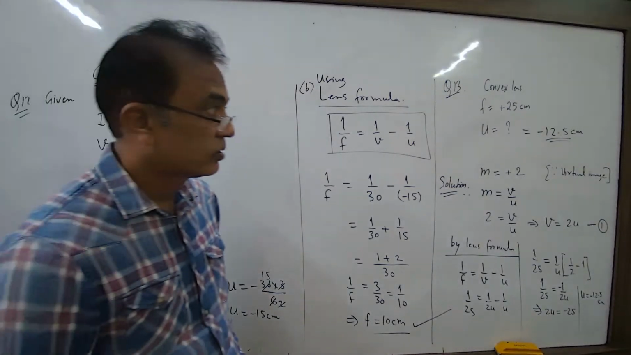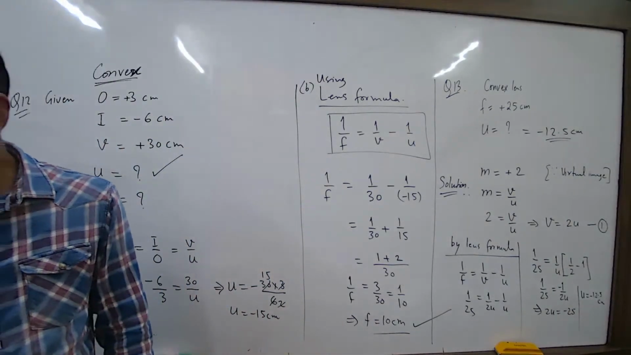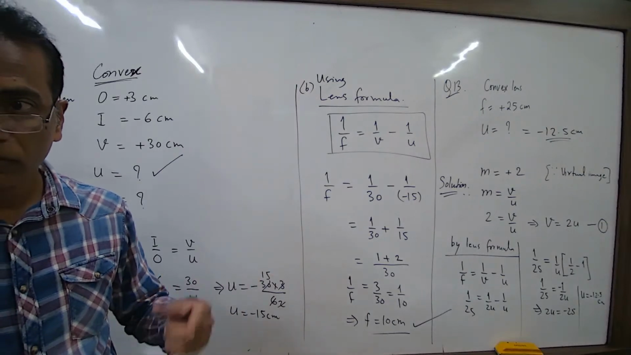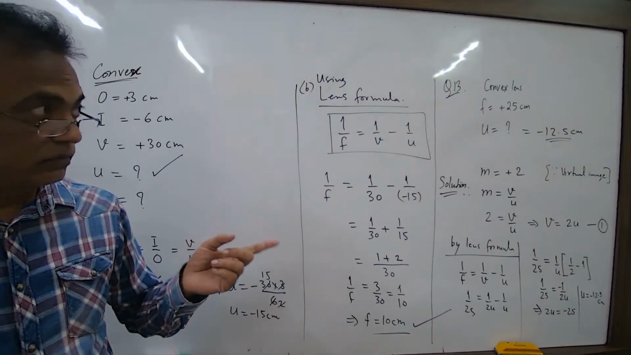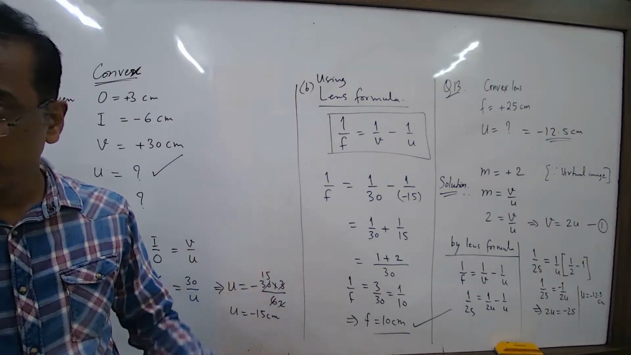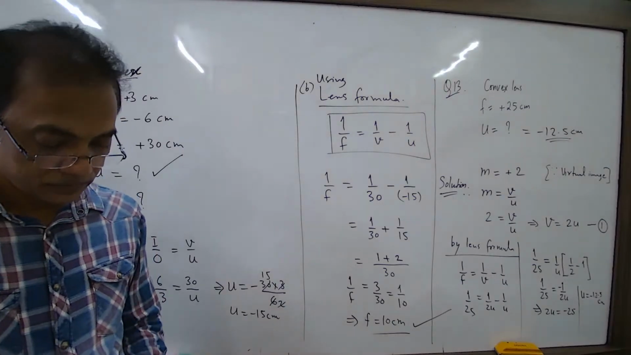Okay? Because why it is correct? For what object position we get virtual image in case of convex lens? Between F and O. What is F? 25. Where is the object? 12.5. So it is between F and O. Okay? So this is how we will cross verify.